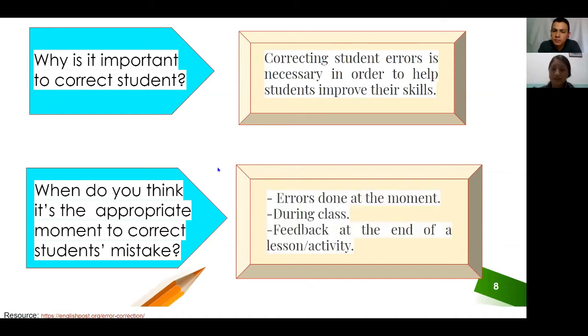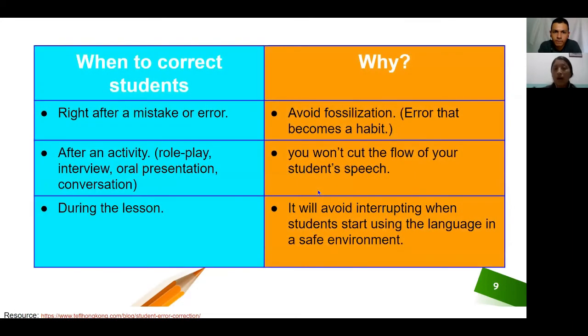Here I have different moments when we can correct our students, and as you said, we can correct them right after he or she makes a mistake. Also, we can do it during a lesson, and we can do it at the end of an activity or at the end of a class, so that we can give them feedback, right? So here we're going to find out about why it is important to correct students.